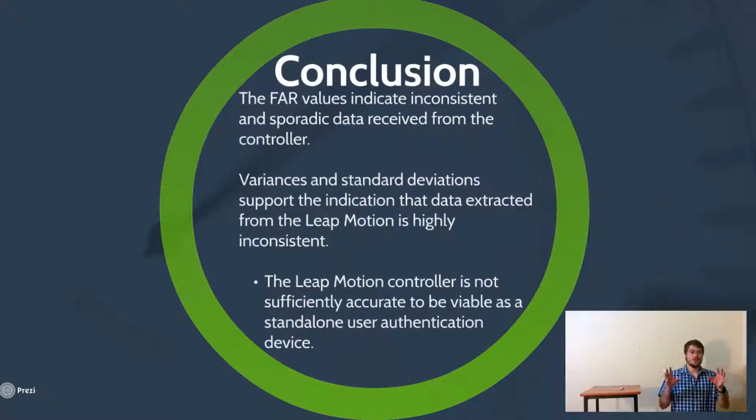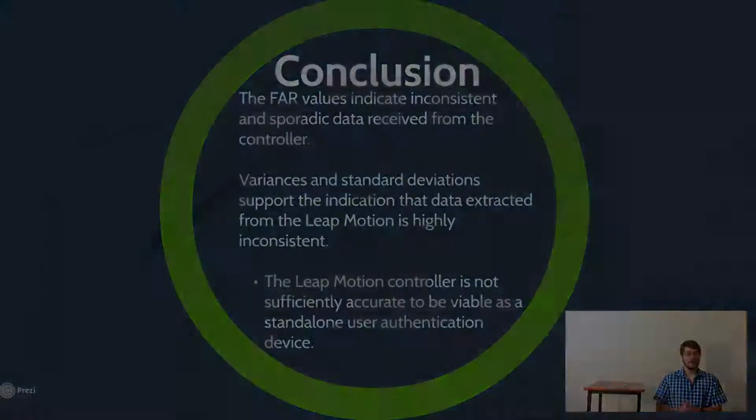To provide a concise conclusion to the project, it can be said that the FAR values indicate inconsistent measurements received from the controller. The variances and standard deviations support the indication that data extracted from the leap motion is highly inconsistent. It was also found that during the general operation of the leap motion controller, it tended to produce very sporadic data. Therefore, the leap motion controller is not sufficiently accurate to be a viable, standalone user authentication device.